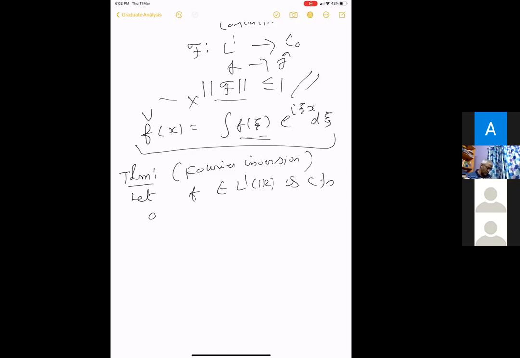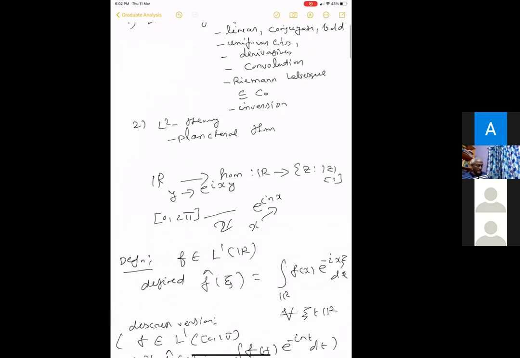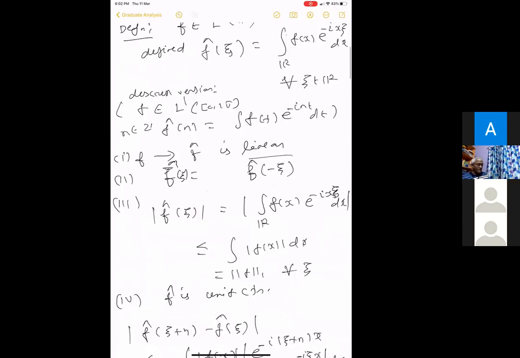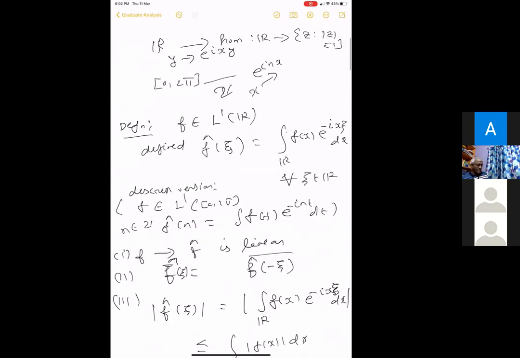Suppose f hat is in L1 of R, then f of x equals some constant here. You should have said it initially: we are defining the Fourier transform like this. You have f, and f hat is defined to be an integral like this.